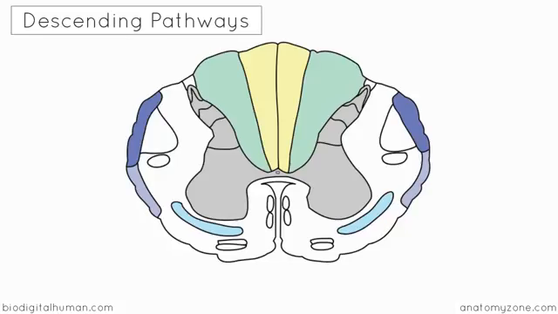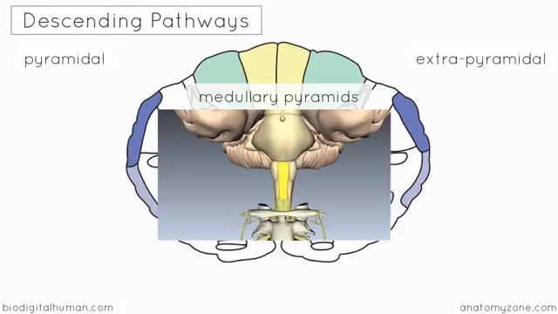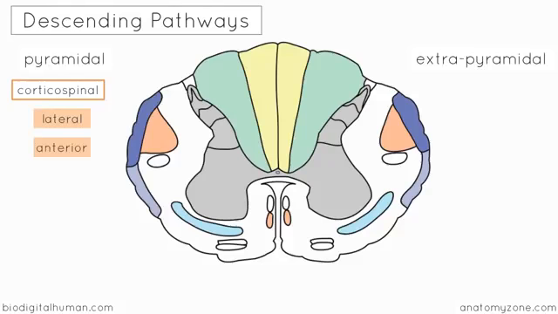So it's useful to think of these descending tracts as pyramidal or extrapyramidal. And pyramidal just refers to tracts which pass through the medullary pyramids. So the pyramidal tracts are the corticospinal tracts. So you've got the lateral corticospinal tract and the anterior corticospinal tract, which I've highlighted in orange. So the corticospinal tracts are important to know about because they convey voluntary, skilled movements originating from the motor cortices of the brain.